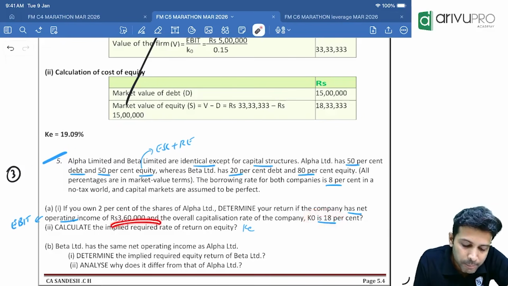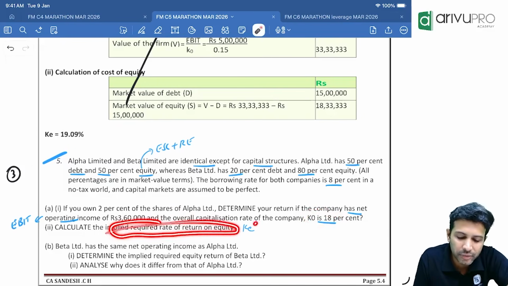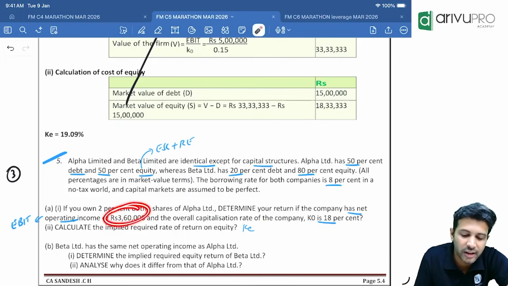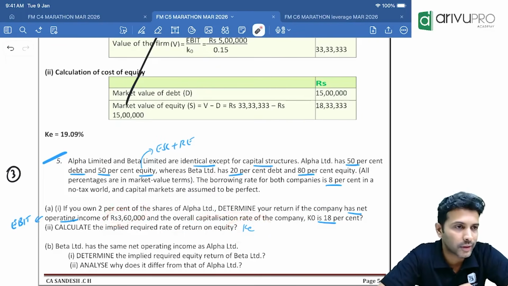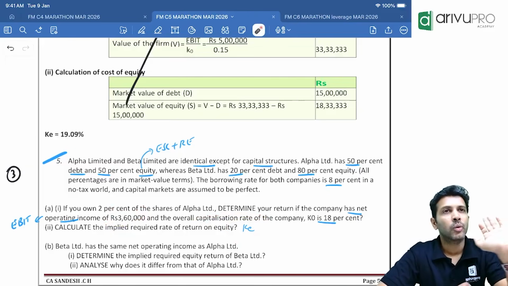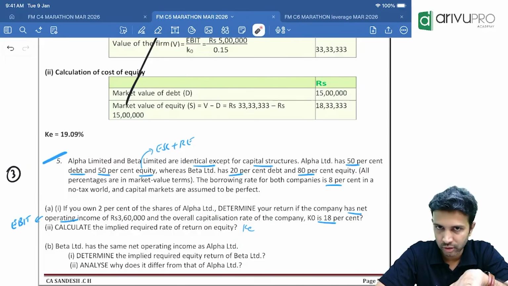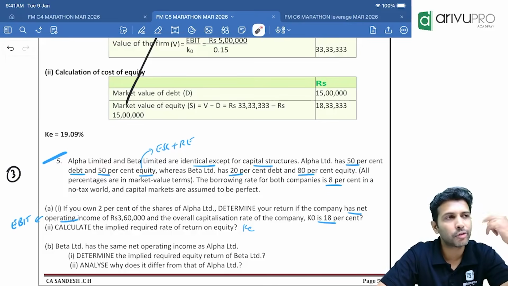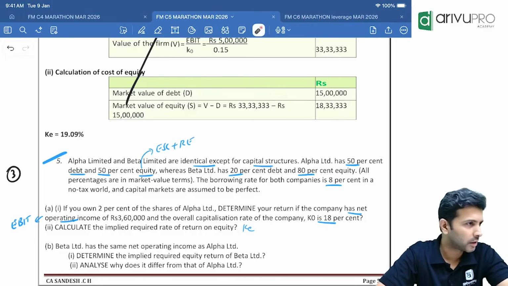And they also asked for the implied rate of return on equity. Implied rate of return on equity is nothing but your cost of equity. So basically they are asking you the investor's return as well as the cost of equity. Now, if you are not able to proceed here, some students will be like, how to proceed? Just in your mind, recap the formulas. We have learnt a few, right?